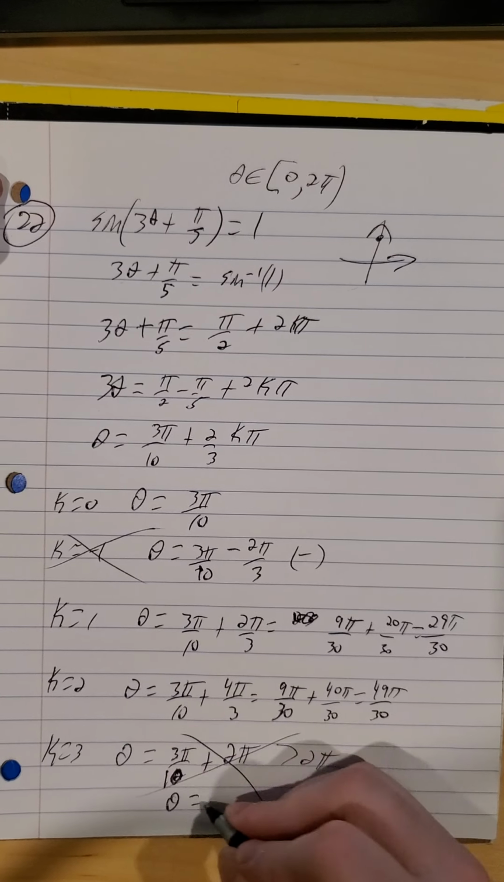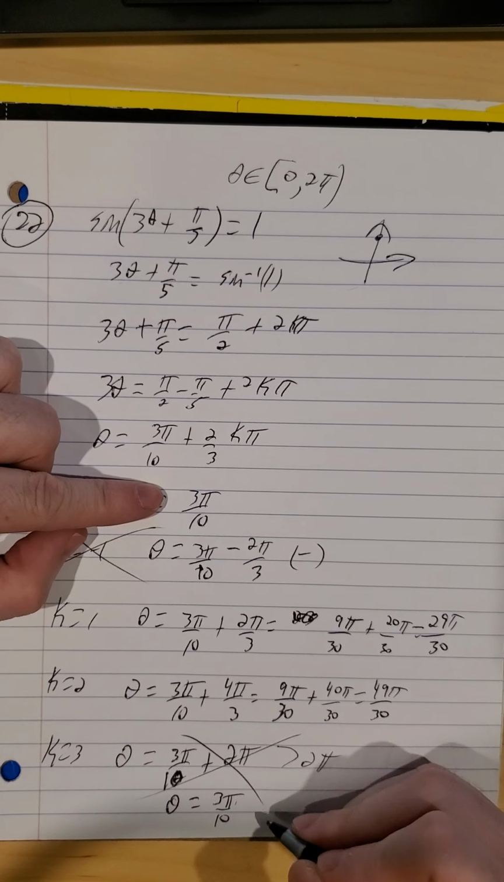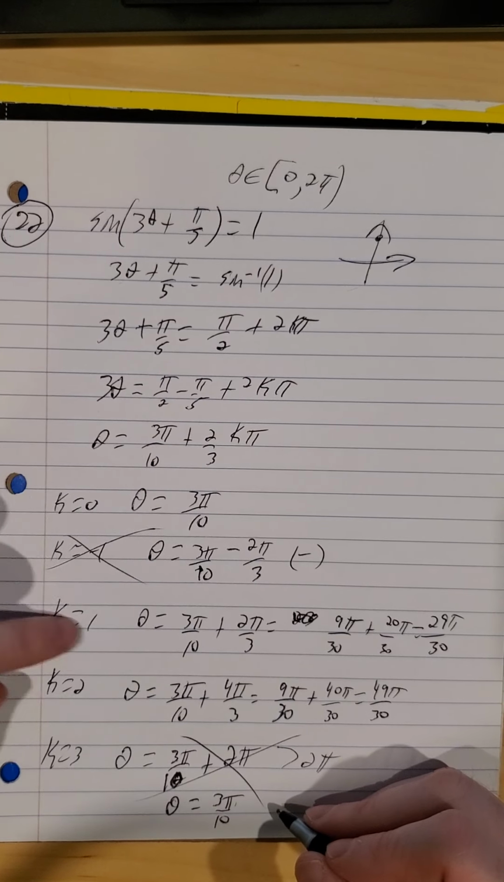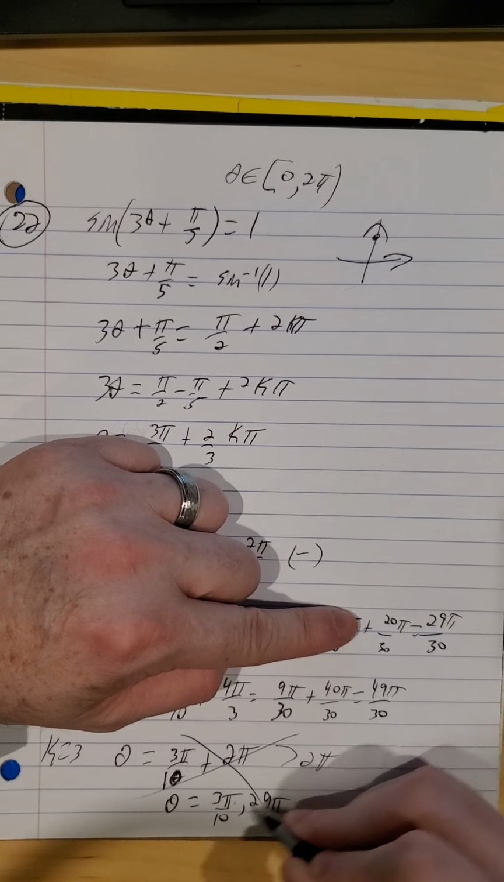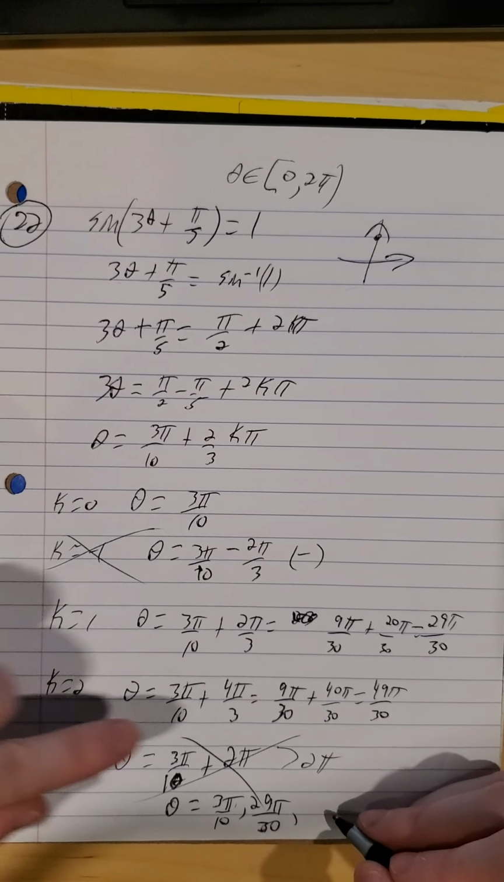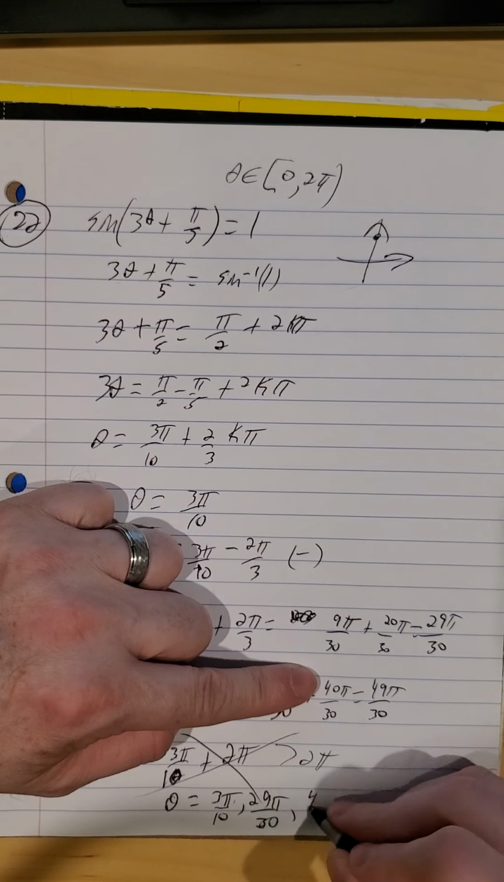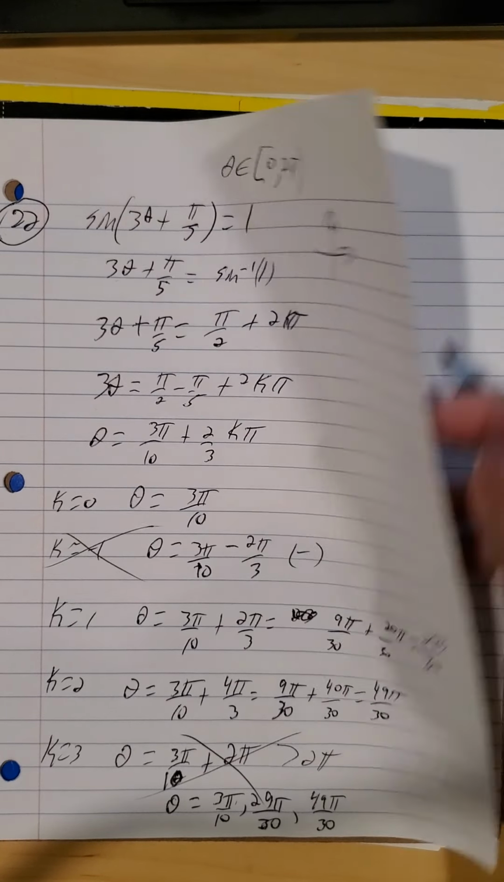So the ones that we get to keep, theta could be 3 pi over 10. Theta could be 29 pi over 30. And theta could be 49 pi over 30. Those are the guys we would get to keep on 22. 23.